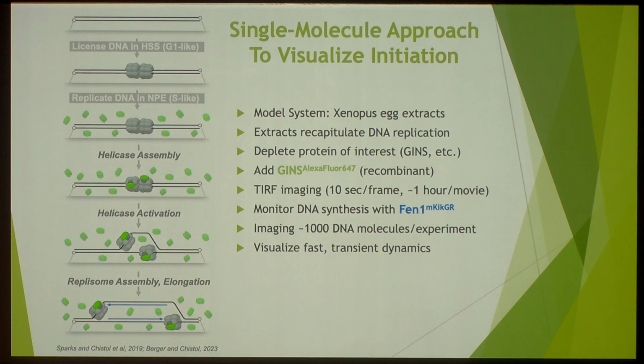In addition, we can monitor DNA synthesis by adding a protein, FEN1, which binds to nascent lagging strands. This enables us to look at about 1,000 DNAs per experiment, and more importantly, we can visualize really fast and transient events that are impossible to capture using traditional methods.